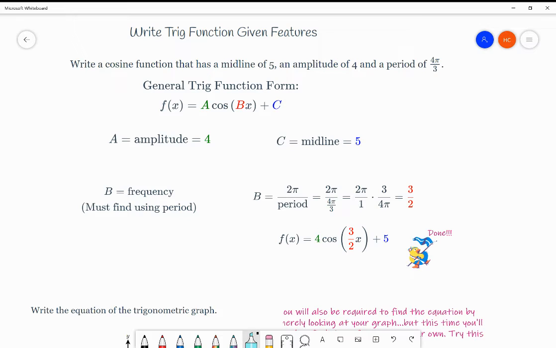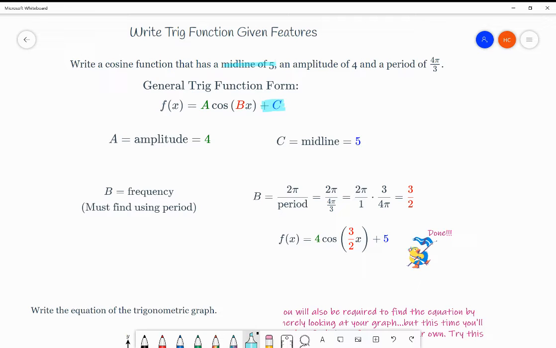So right here at the top, you're going to see that we are being given the instructions to find a cosine function that has a midline of 5, an amplitude of 4, and a period of 4 pi over 3. So from section 4.1, we learned that the midline was going to be depicted by the outer value that is added or subtracted to the function. The midline basically tells us what the vertical translation of the trig function is going to be.